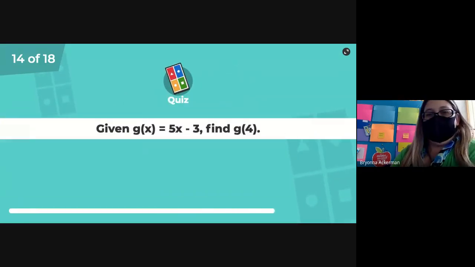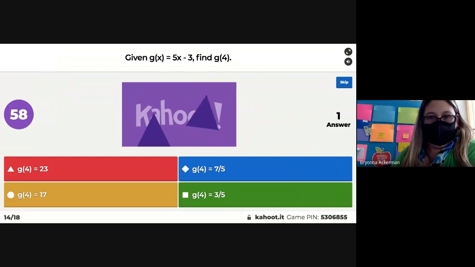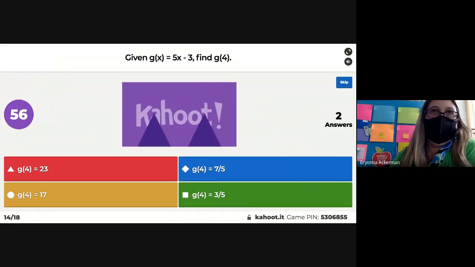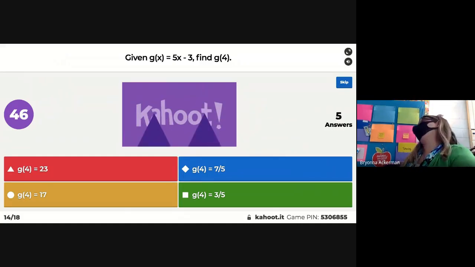All right, g of x is equal to 5x minus 3. Find g of 4. The input is 4. If it's inside the parentheses, it's the input.